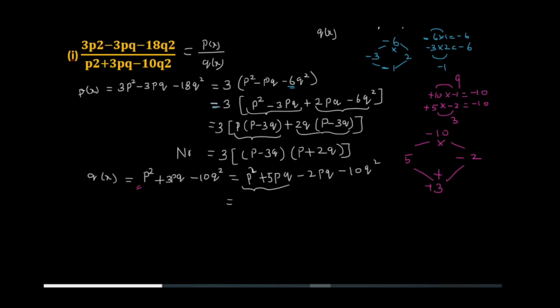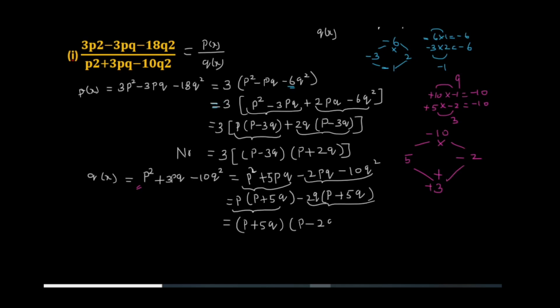Take the common factor outside. In the first two terms p is common, p into p plus 5q. In the next two terms minus 2q is common, minus 2q into p plus 5q. Now in these two terms, we can see p plus 5q is a common factor, p plus 5q into the rest of the factors, p minus 2q. So this is the factorization of q of x, which is our denominator.